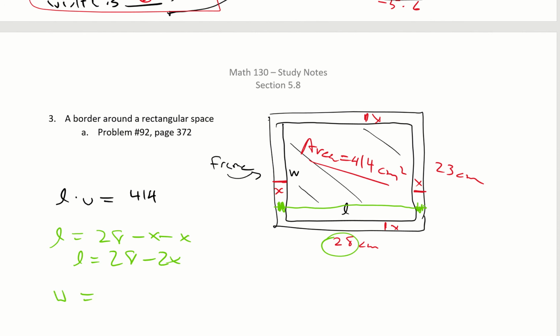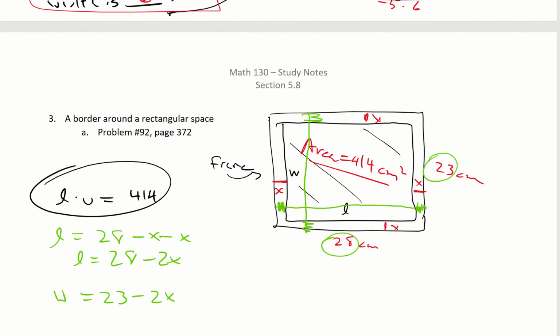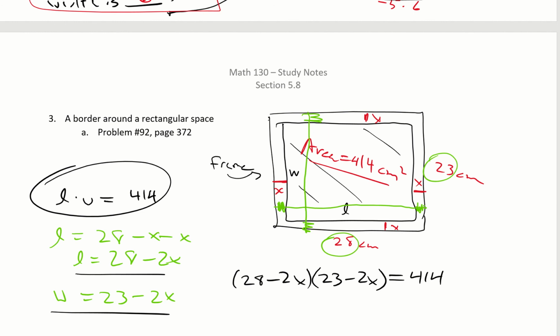Likewise, W, can you guess? If you go all the way down this way, we don't need that piece. We don't need that piece. It is 23, take away 2X also. Aha, this is shaping up. So when we say length times width is 414, but now we know in terms of the border what these two guys are, it looks like this. And we're going to solve that thing.